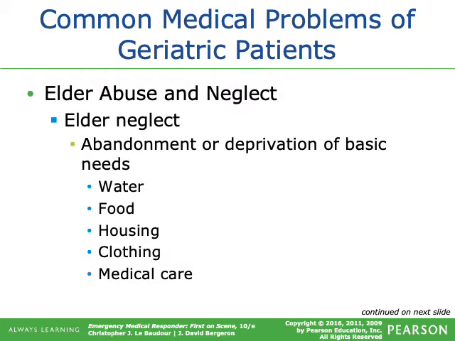So, elder abuse and neglect. Unfortunately, this is way too common. It can be very overwhelming for somebody to take care of an elderly individual, and a lot of times this leads to neglect or abuse. So, abandonment or deprivation of basic needs to include food, water, housing, clothing, or medical care are very common. This can be because of economic issues, or this can be just because family members aren't prepared to care for their loved one.